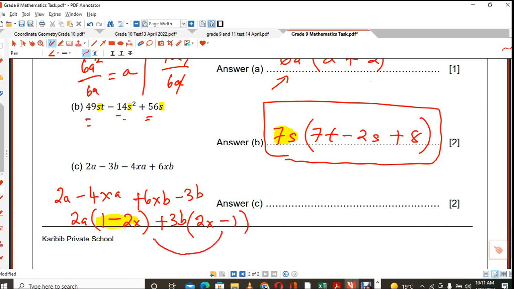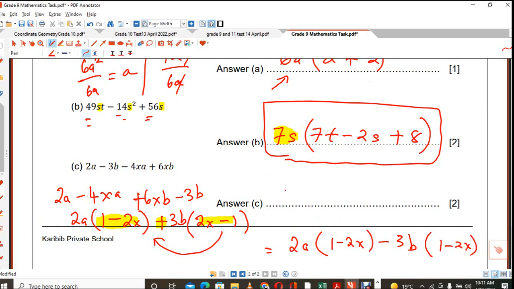But the brackets are not identical. Are you with me? If that is the case, you must switch. I know it could be confusing. You must switch this, and if you switch this, the sign must change. I think I did this one already. So this becomes 2a outside, 1 minus 2x. Now this becomes a minus. And now you have 3b, and inside you have 1 minus 2x.